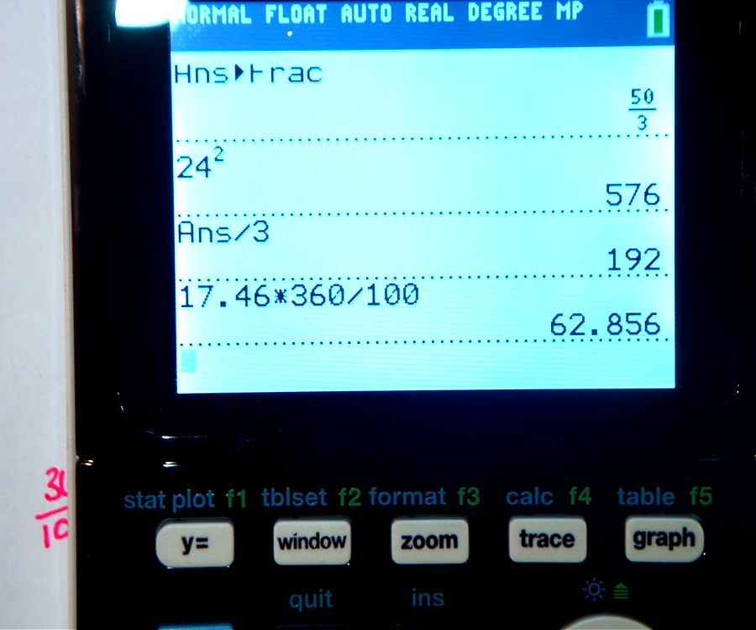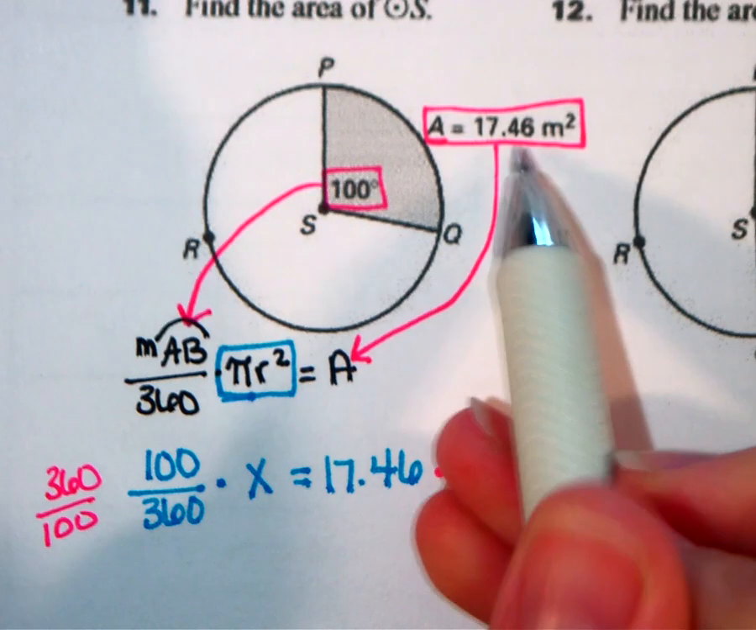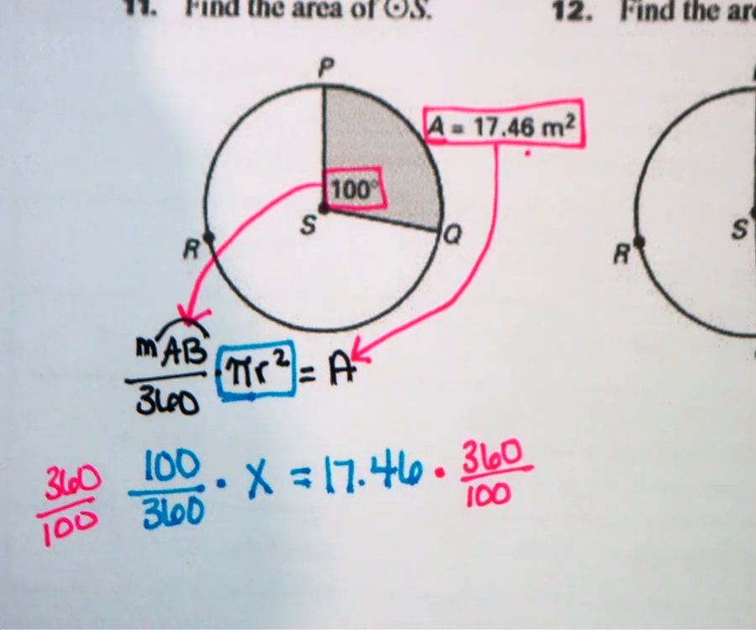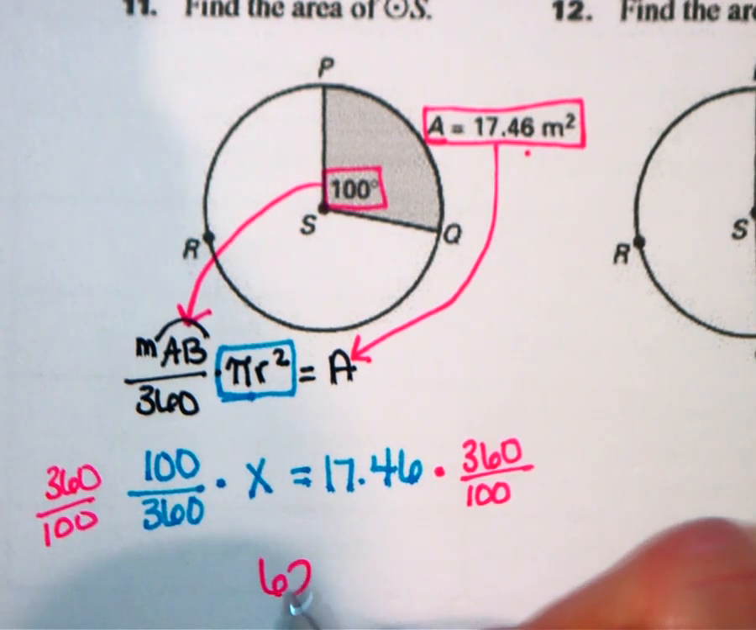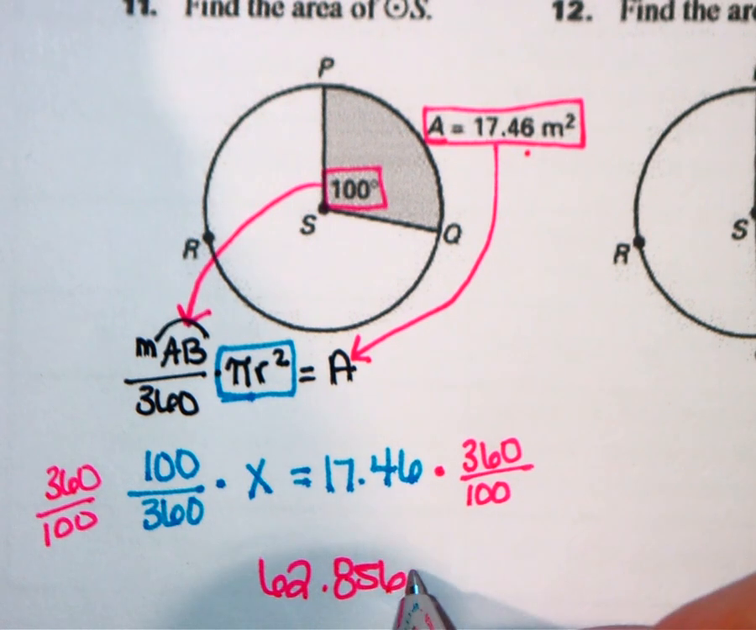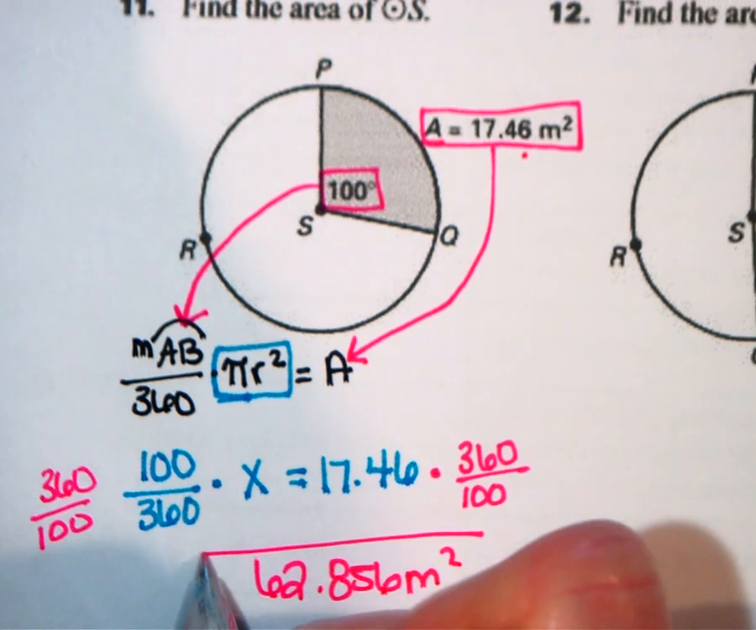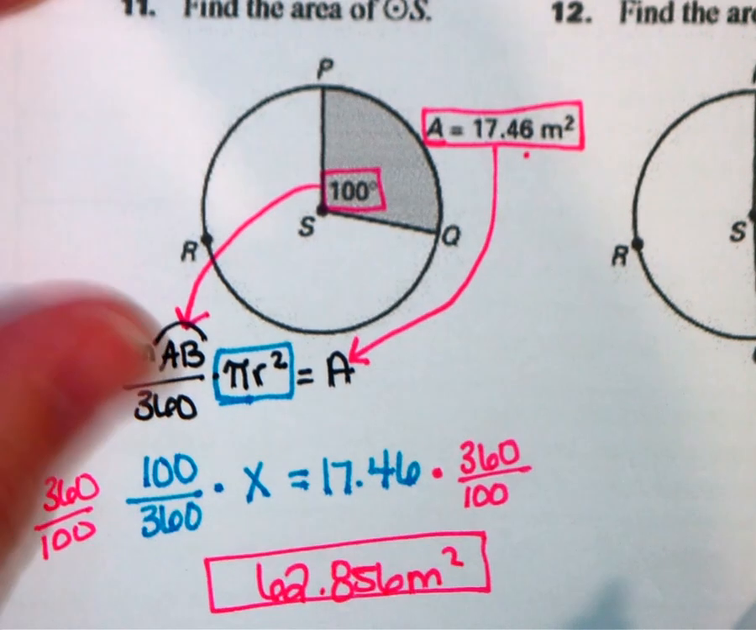And there's my answer. The area of that whole circle is 62.856. Now that is not in terms of pi, but they didn't give us an answer in terms of pi, so ours won't be in terms of pi either. So the circle's area is 62.856 meters squared. Okay, let's slide on to the next one and talk this one over.